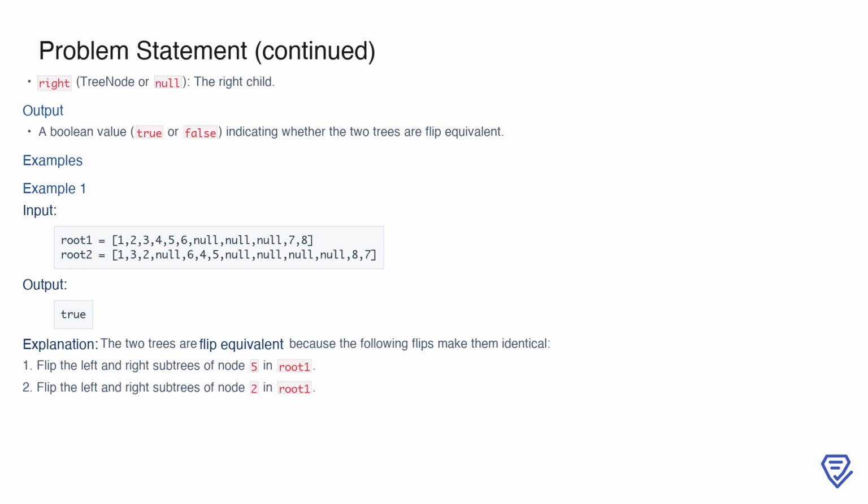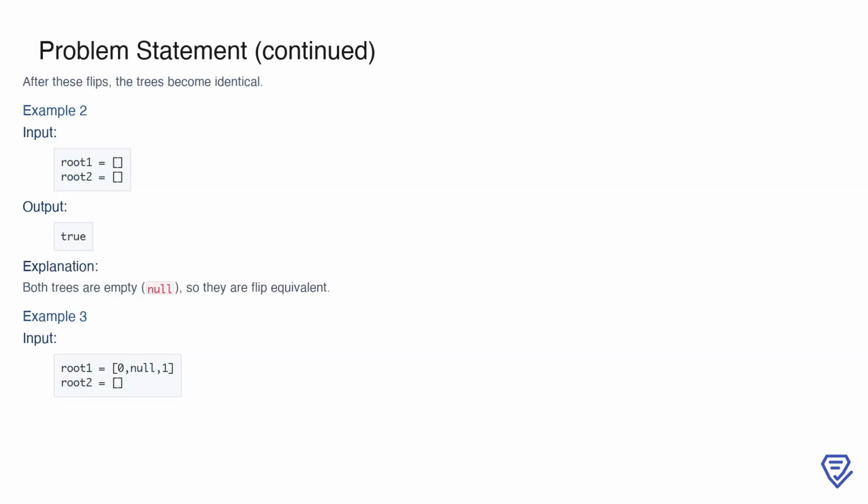To better understand this, let's look at some examples. In the first example, we are given two trees, root1 and root2. The input representation for root1 and root2 shows their structure. By applying a series of flips to the subtrees, we can transform root1 to match the structure of root2. Specifically, flipping the left and right subtrees of node 5 in root1, and then flipping the left and right subtrees of node 2 in root1, makes the two trees identical. Therefore, the output is true since the trees are flip equivalent. After the necessary flips, the trees in the first example become identical, which confirms their flip equivalence.